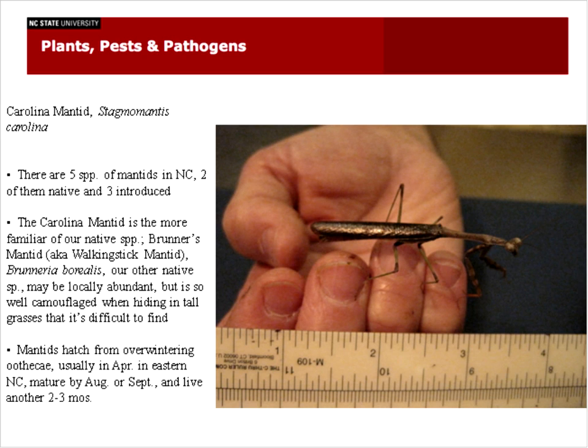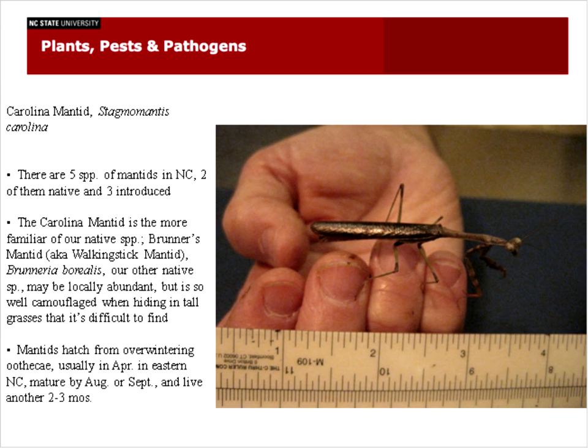Okay. Well, the specimen pictured here is the Carolina mantid. It is one of 2 species of mantids that are native to North Carolina, and there are 3 other species that have been introduced to the United States and are present in North Carolina. The Carolina mantid is maybe not the more common, but certainly the more familiar of our native species, because it frequently will fly to lights, or it can be found crawling around on vegetation in gardens and fields.